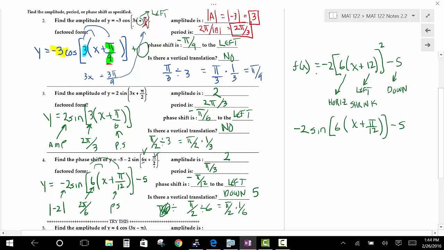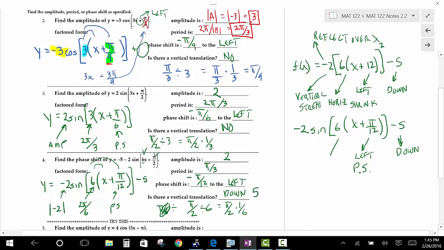And then you may have learned that this is a vertical stretch. And maybe you learned that that was a reflection over the x-axis. All functions work the same way. So what we have here, really we have a left transformation. We just happen to call that a phase shift. This is still down 5.